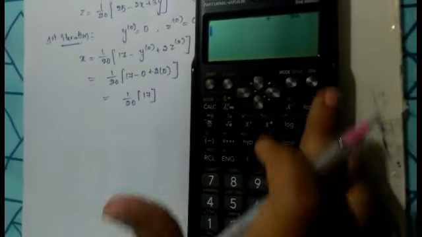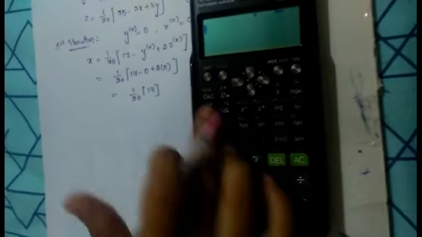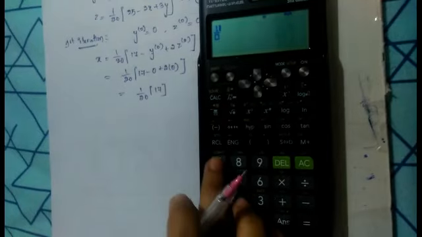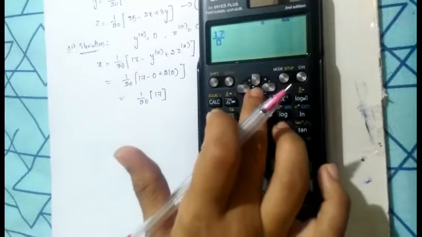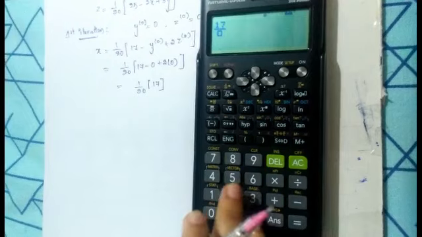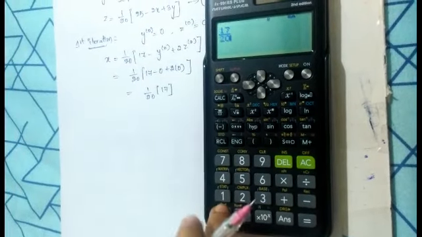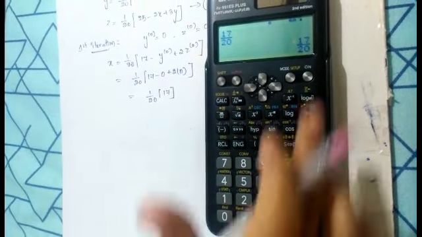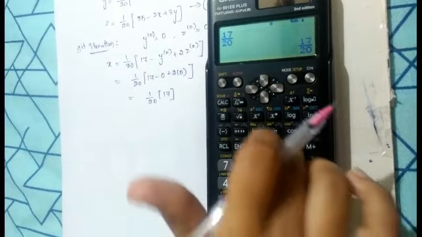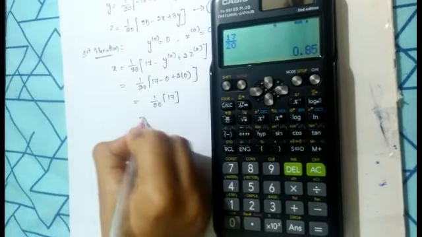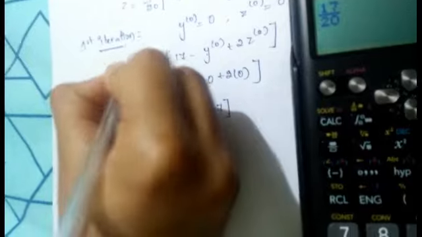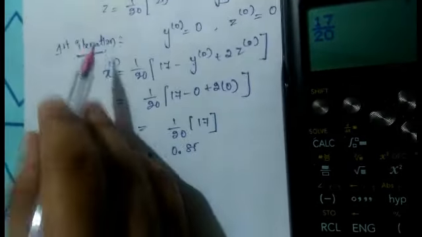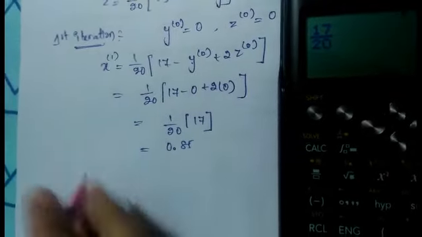First on the Calci and click on the fractional one, 17. Click the button, get the cursor into the denominator, enter the value 20. You got it as 17 by 20, and S to D gives 0.85. This is the value of x of 1. So here we are writing x of 1 since it is the first iteration.